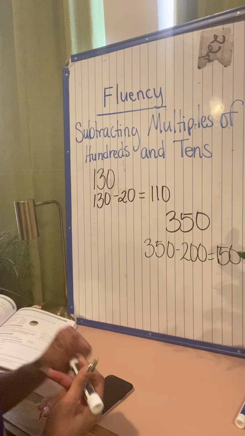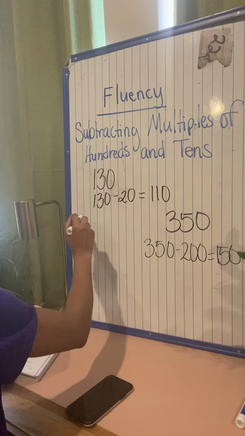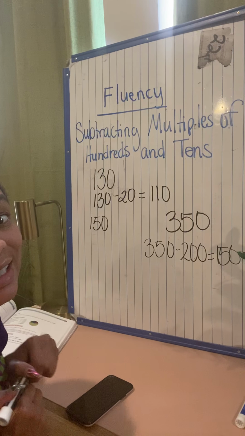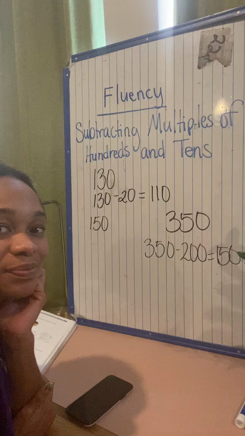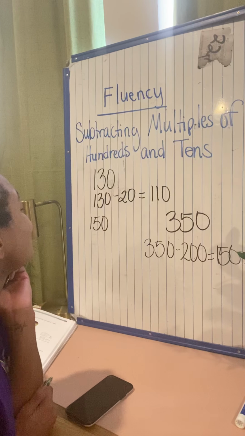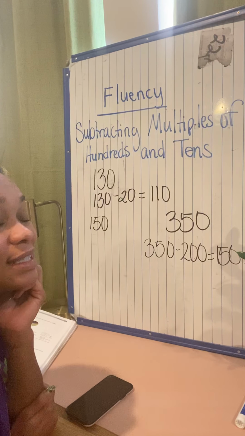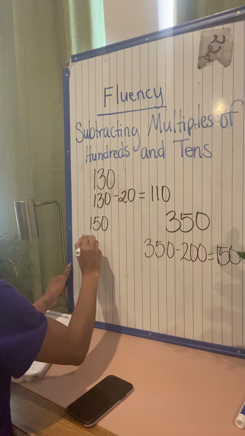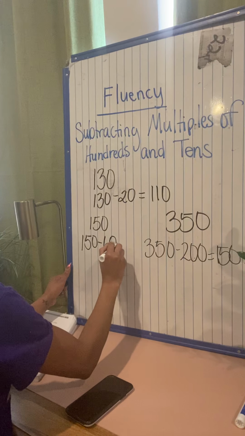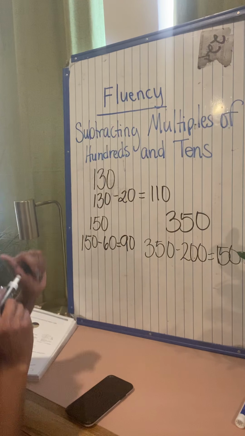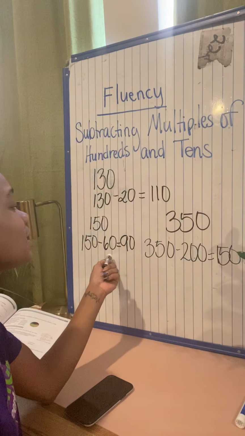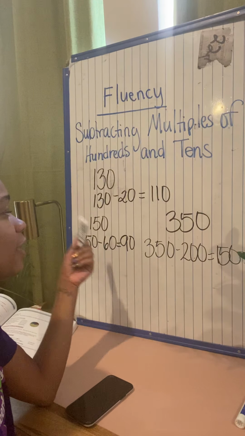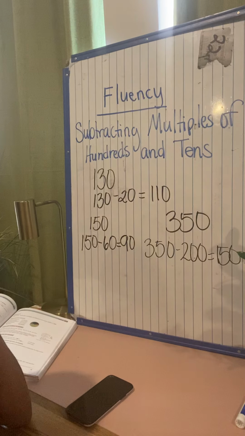Okay? How about 150? What's 6 tens less than 150? Yep, 90. Give me the number sentence for 6 tens less than 150. You should have said 150 minus 60 equals 90. Remember, if I take a 10 away from the 60 to add to the 90, that would be 100, and then I have 5 tens left, which would be 150.